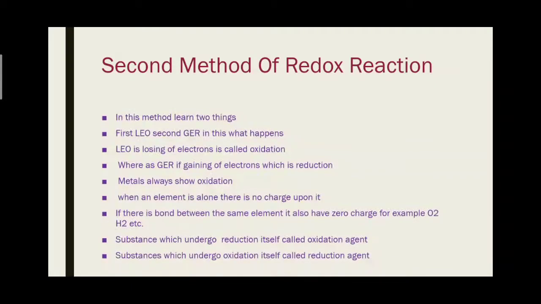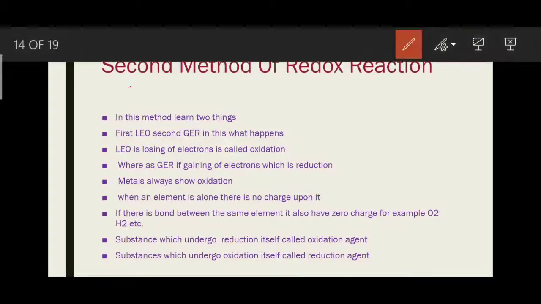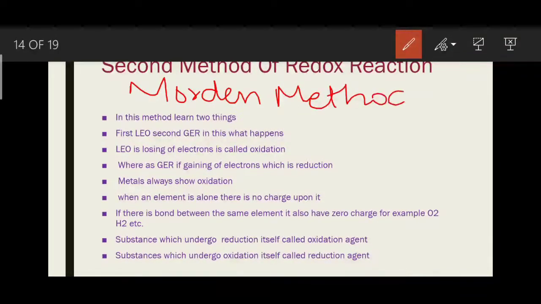Simply it is the modern method. This is the modern method. So in this method we will learn two things. Actually we are not going to learn this LEO, GER as such. Actually these are attributes used by me to learn this easily, told by my teacher.